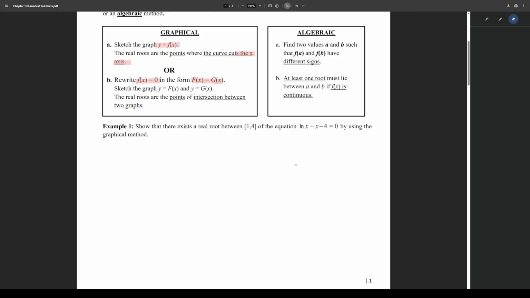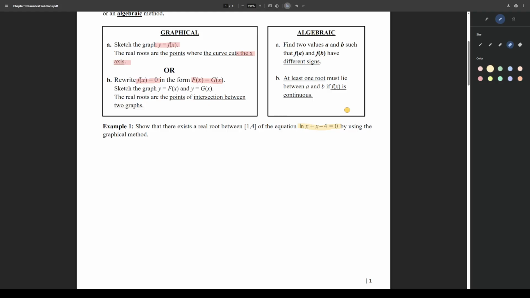Okay, let's start with example 1. Show that there exists a real root between 1 and 4 of the equation ln x plus x minus 4 equals 0 by using the graphical method. Okay, sini dia minta kita guna graphical method. Alright, so graphical method kita kena sketch. So first we have this equation ln x plus x minus 4 equals 0.